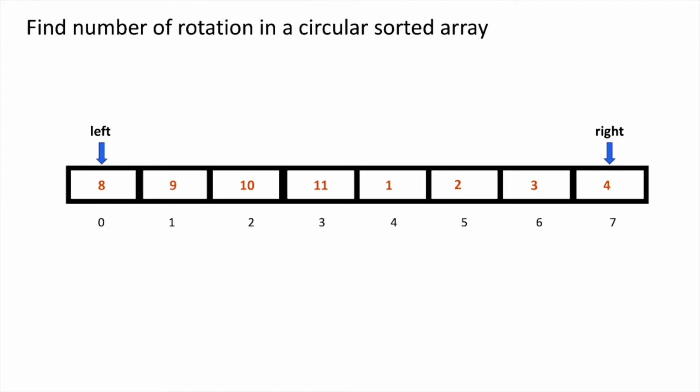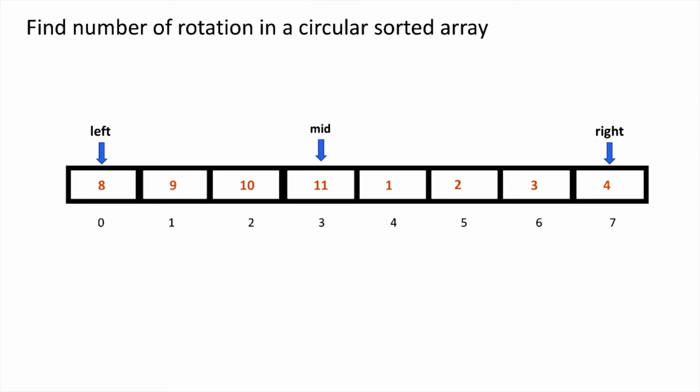The left pointer is pointing to the 0th element of our array and the right pointer is pointing to the last element of our array. After setting the left and the right pointer, the next thing that we have to do is calculate the middle element over here. So in this case, element 11 is our middle element.